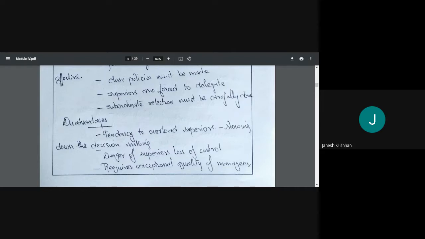Then it requires exceptional quality of managers. Good managerial skills are required. Not anyone can do it. You can see, when you go for work, you'll be made a team leader. Then you'll have to work with some people whom you don't know. Then they can know how it works, right?